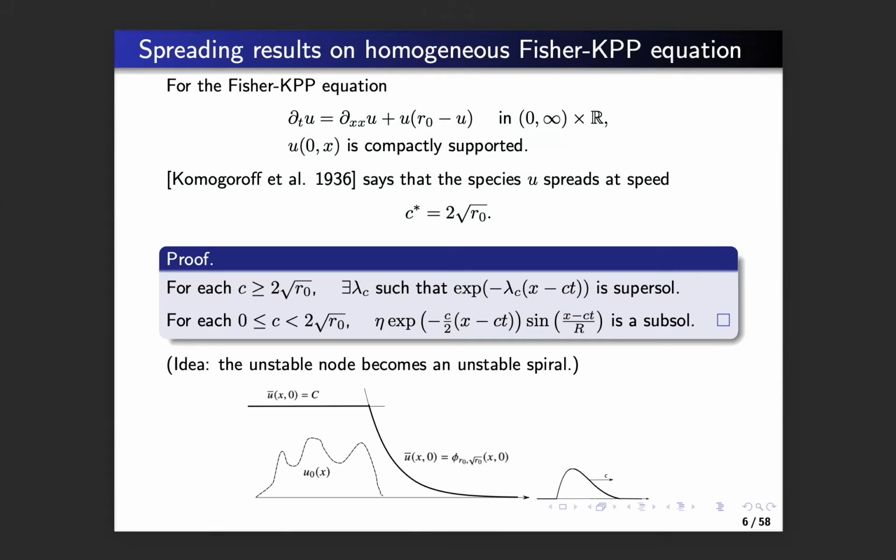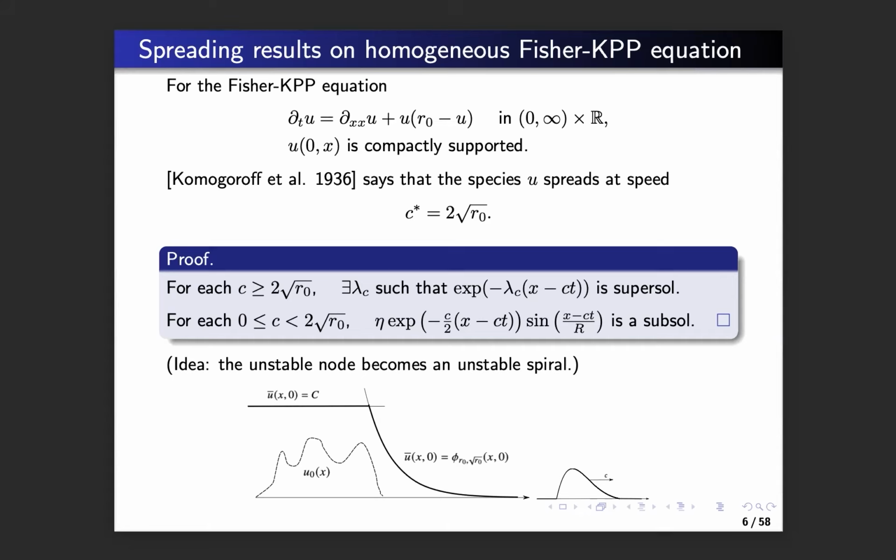One observes that this exponential expression is a supersolution, and for small eta, this exponential expression multiplied by sine, taking the positive part of sine, is a subsolution. We can imagine that if you have initial data, it is bounded in between a super and a subsolution.